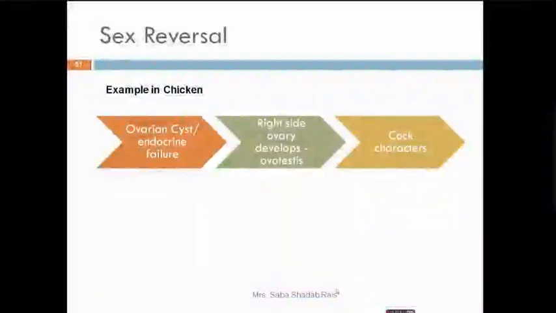So what we have learned in the case of sex reversal is that genetically, that means their genotype is like one sex and phenotype is like another. So in the case of the chicken, if this particular problem happens, that means if an ovarian cyst has been formed or endocrine failure occurs, at that time the female will develop external morphology of the cock. We need to remember, external morphological character will look like the cock, that means the male. So this is a complete sex reversal, and this female will also have physiological changes.